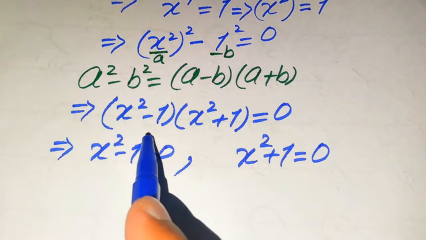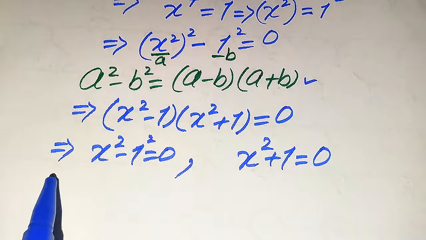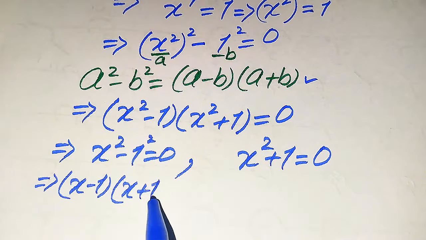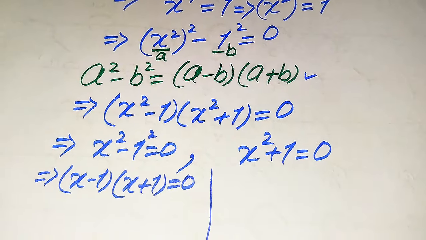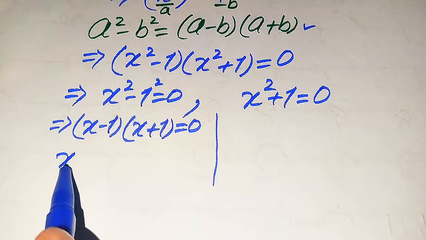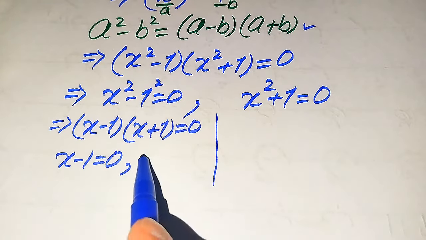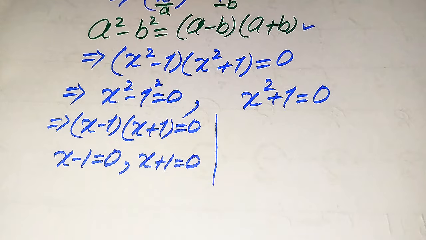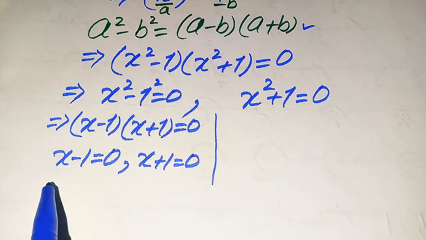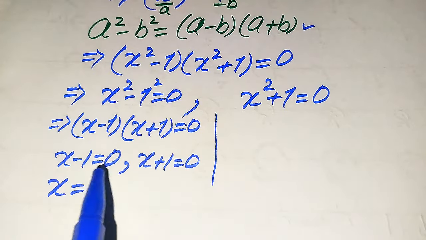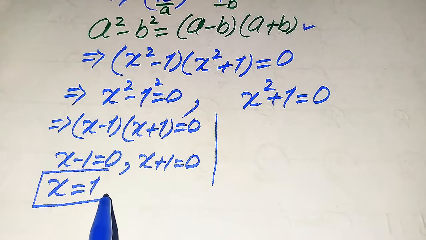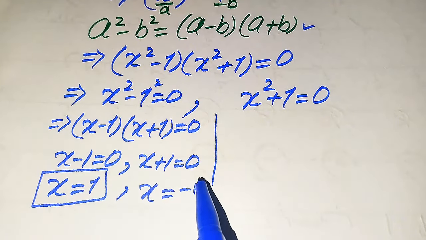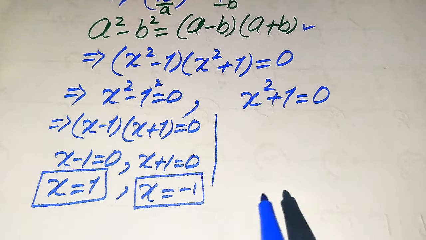So here we write this 1 as 1 squared, and we again apply this formula. According to the above formula, it will be written as x minus 1 times x plus 1 is equal to 0. And here we need to divide this equation into two cases. The first case is we write x minus 1 is equal to 0, and the second case is we write x plus 1 is equal to 0. So from here we get the value of x is equal to, this is minus 1, and when we move it to the right hand side it becomes plus 1. This is the value of x, and from here we get the value of x is equal to, this is plus 1, when we move it to the right hand side it becomes minus 1.